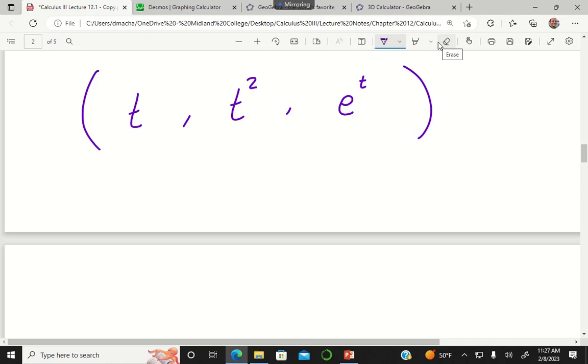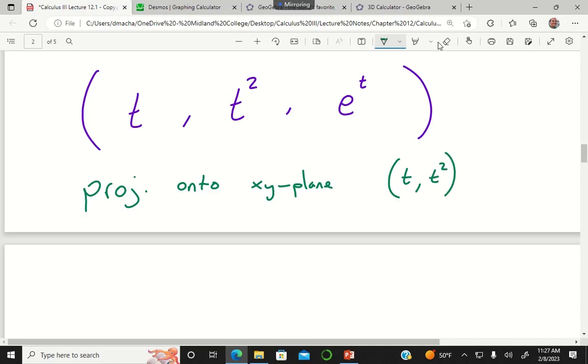Yeah. So this curve is also going to live on a parabolic cylinder, which just means that if we think about the projection of this curve onto the xy plane, then the curve would be t squared, and you could eliminate the parameter, just say x is equal to t, and then this would give you the curve y equals x squared, which is a parabola. So if we think about the projection of this curve down to the xy plane, it should follow that parabola y equals x squared.